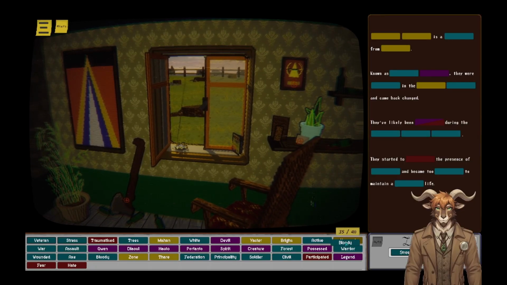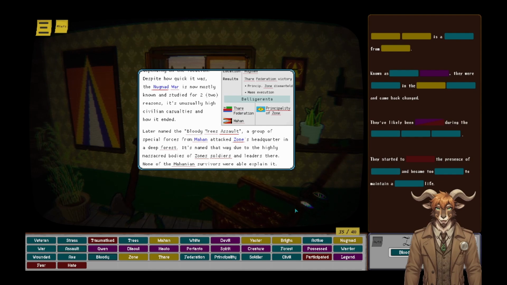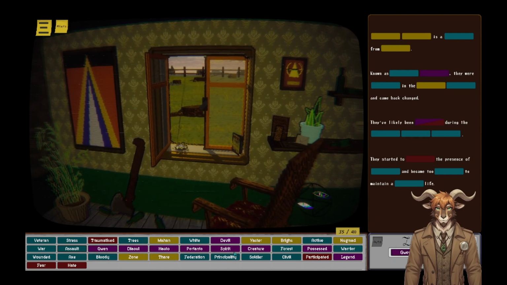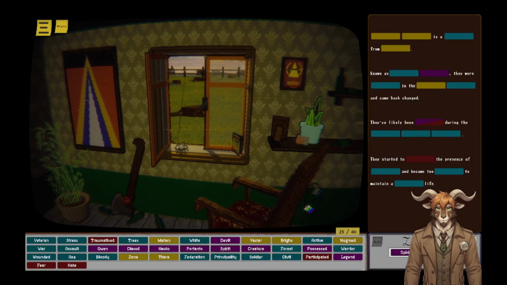How about we search up bloody assault? Okay, we've already looked at that one. How about Gwendale? Or Horto Portento? Or Spirit Creature? Forest Creature? Possessed Warrior? Bloody Warrior? Warrior Legend? Traumatized Legend?